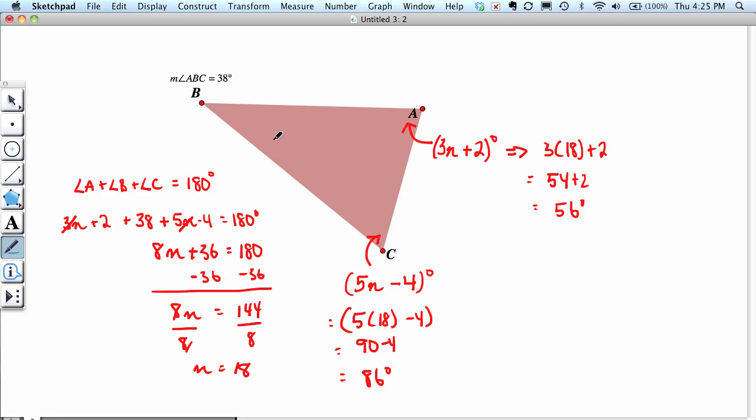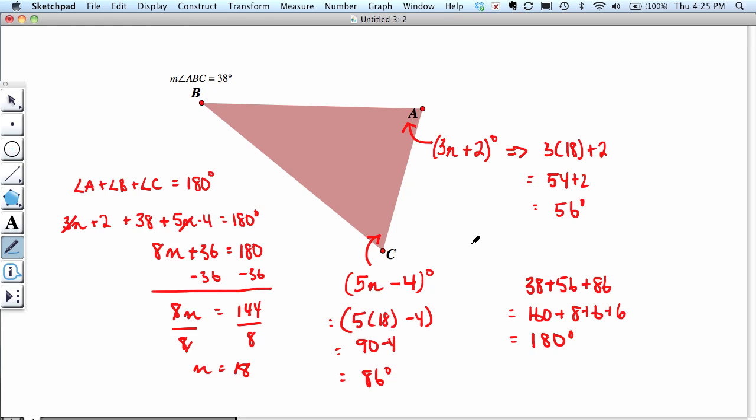So I have 38 degrees, 86 degrees, and 56 degrees. And if I wanted to do a quick check of this, really all I have to do is add those numbers together. 38 plus 56 plus 86. And if I've done that correctly, 30, 50, and 80 is 160 plus 8 plus 6 plus 6 equals 180. So in total, I have 180 degrees, which is in fact what I should have.